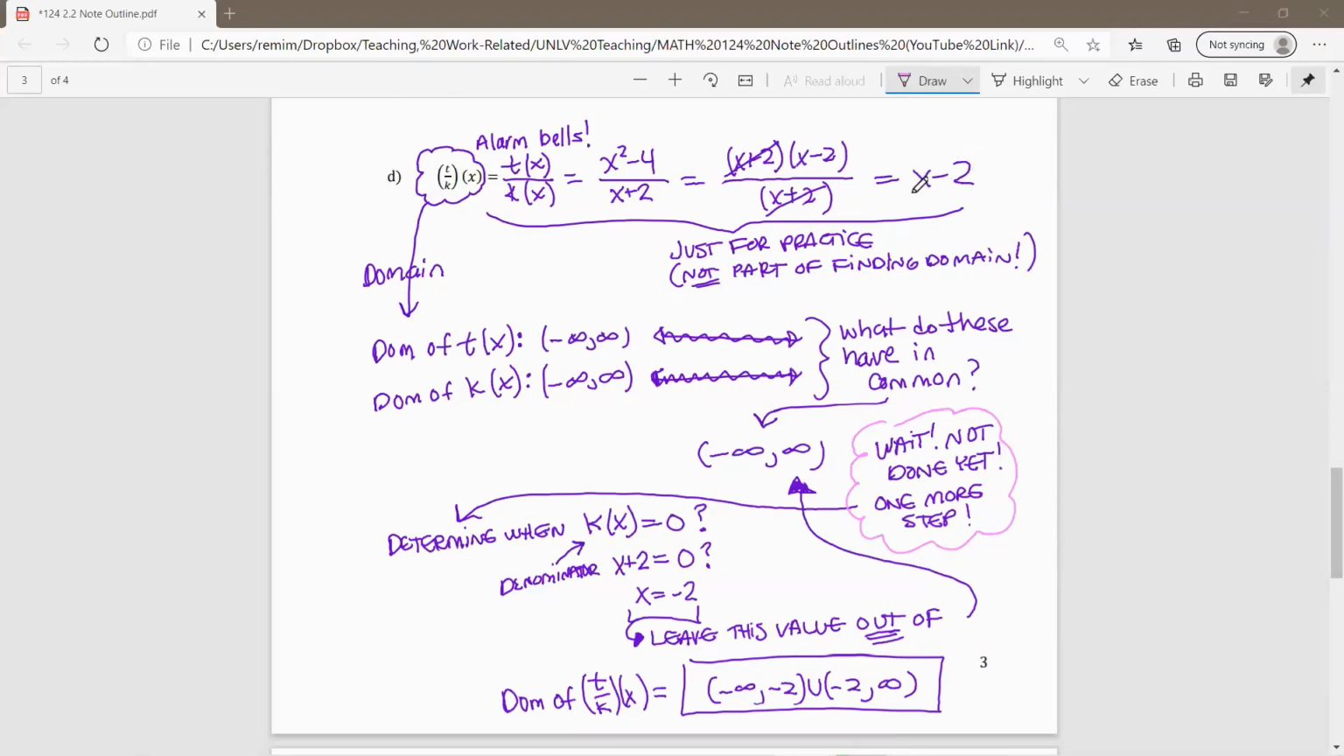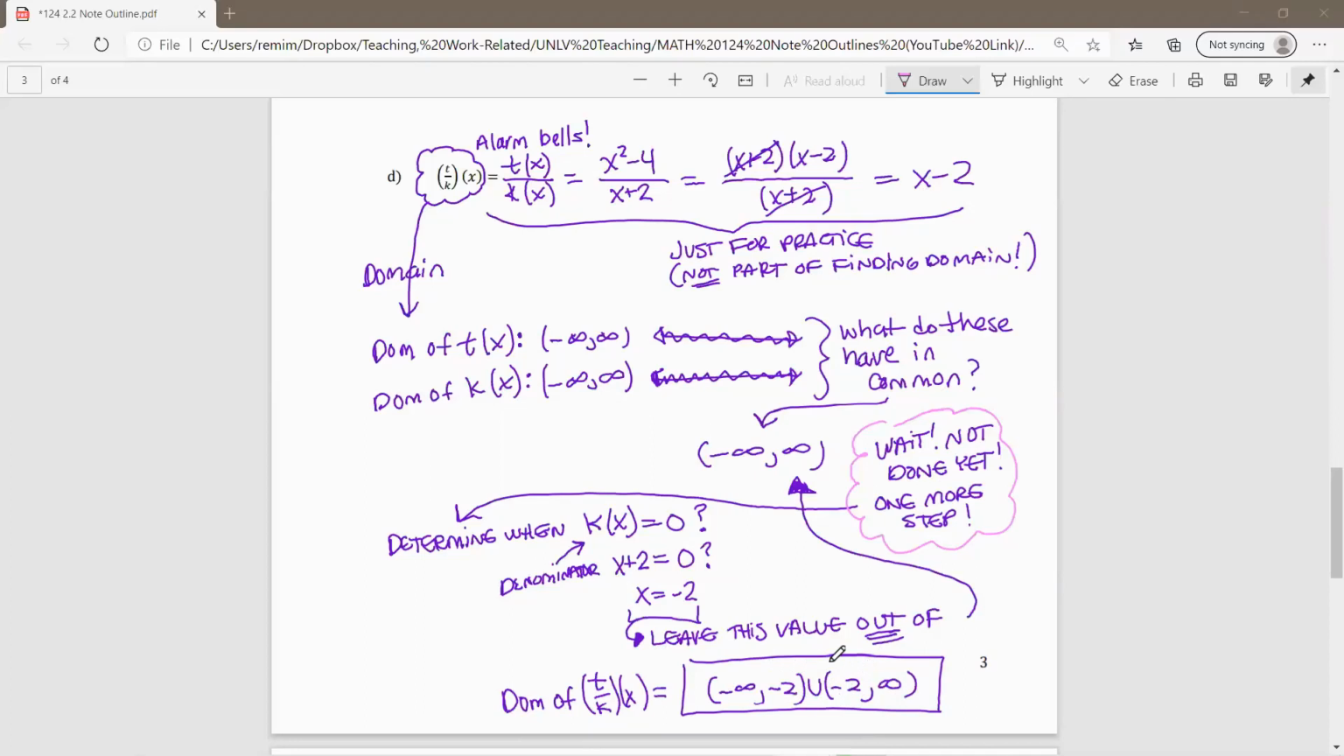Well, you should ask yourself, do we have a denominator here? No. And then the other question is, do we have any even roots here? No. So for this, we would just say that the domain is everything from negative infinity to infinity, all real numbers. But look at what our answer was for this question. When we found the actual domain of t over k of x, we didn't get negative infinity to infinity, we got negative infinity up to infinity, but leave out the number negative 2.